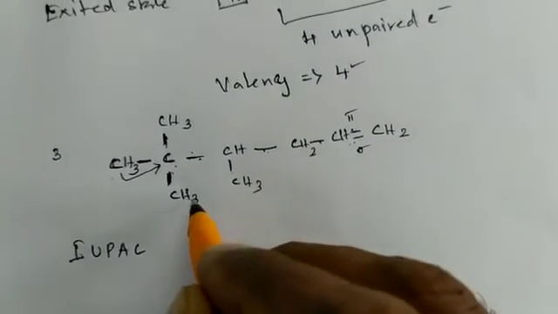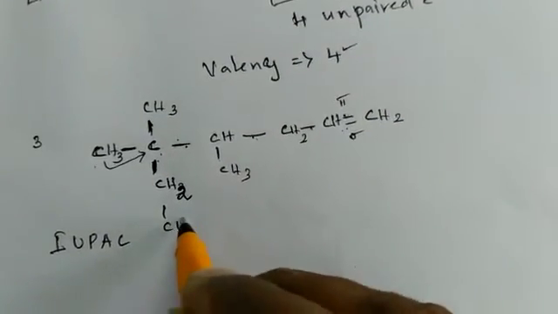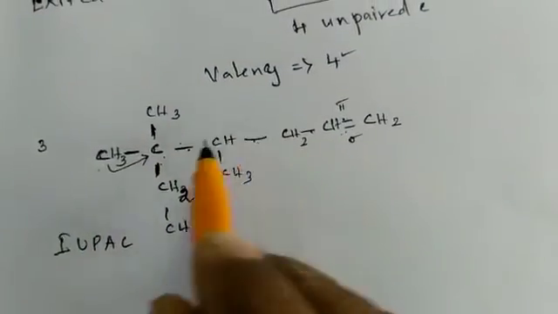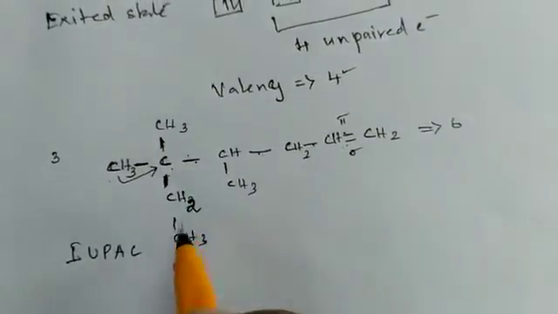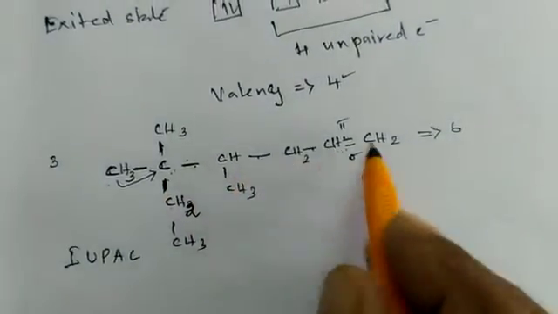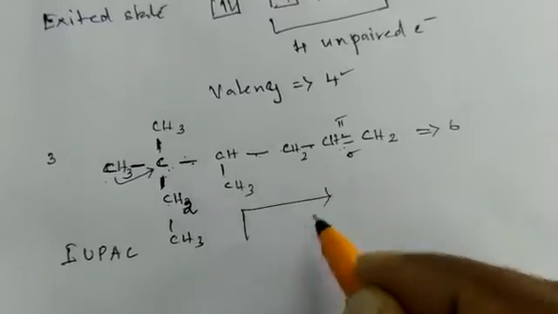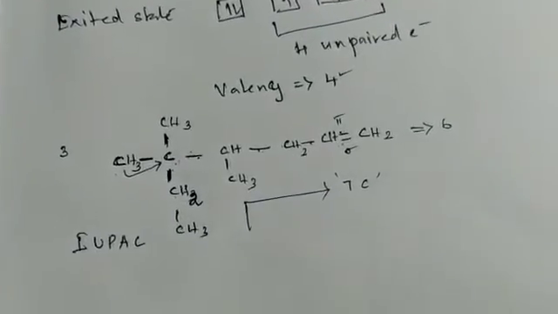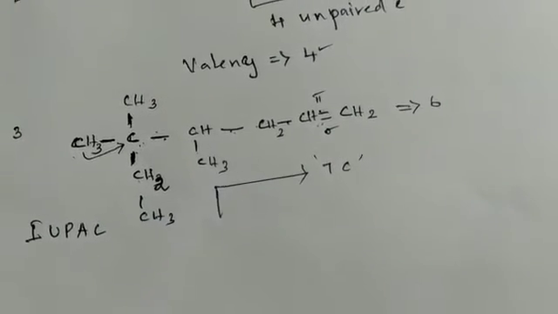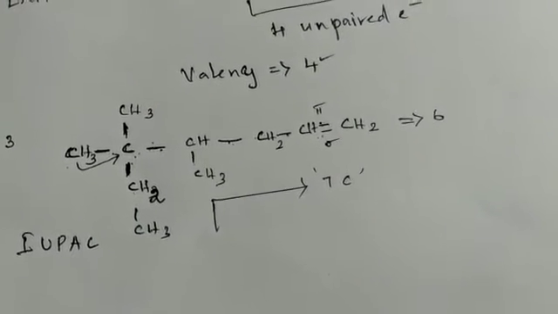When we consider this chain, actually no need to select a linear chain. For example, 1, 2, 3, 4, 5, 6 carbon atoms in the linear chain. But when we consider this branch, 1, 2, 3, 4, 5, 6, 7. So we have to select this chain because it contains 7 carbon atoms. So this is the first rule. Select the longest chain of carbon atoms. It need not to be linear.